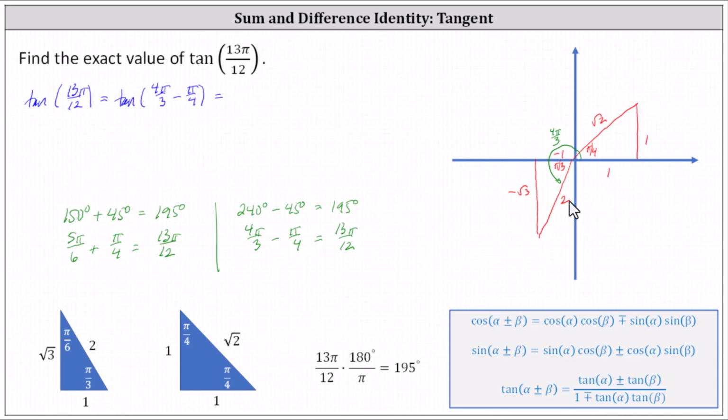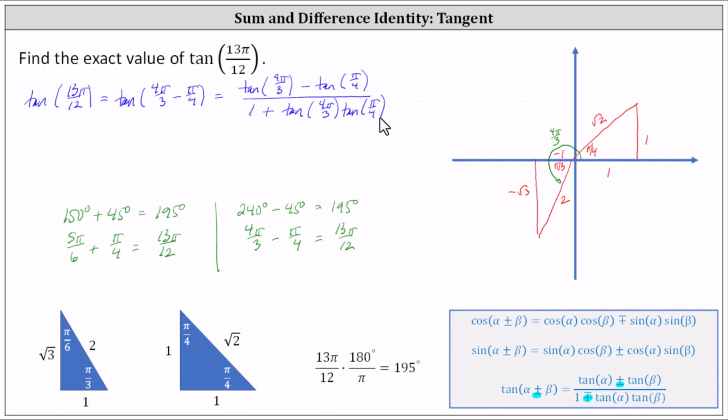And now applying the difference identity for the tangent function shown below, notice because we're using the difference of two angles, or we're using the minus on the left here, we're going to use a minus in the numerator and a sum in the denominator. This gives us the tangent of the first angle of 4 pi divided by 3 minus the tangent of the second angle of pi divided by 4, all divided by 1 plus the product of tangent of 4 pi divided by 3 and tangent pi divided by 4.